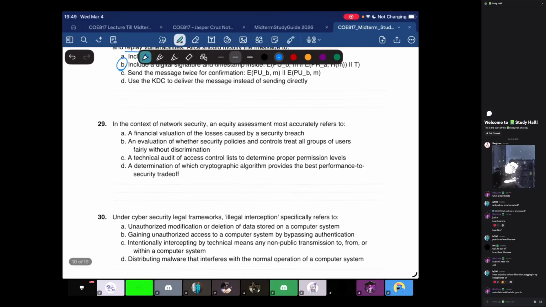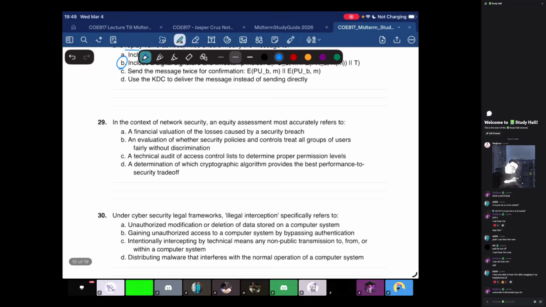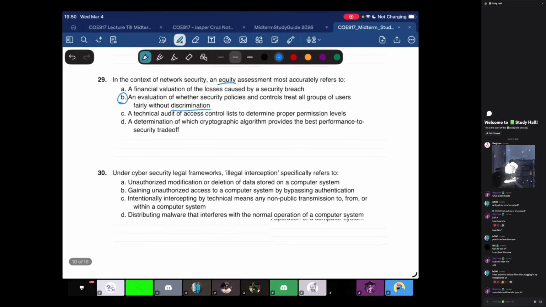29. In the context of network security, an equity assessment most accurately refers to what? An equity assessment most accurately refers to an evaluation of whether security policies and controls treat all groups of users fairly without discrimination. Equity and discrimination kind of go hand in hand, and that's the link you're trying to find with this kind of question.